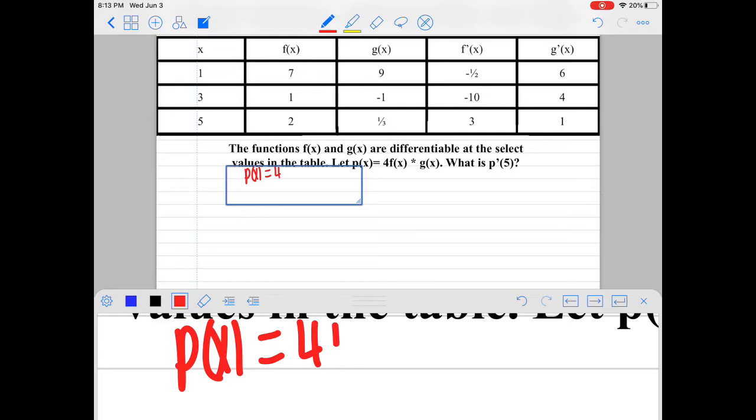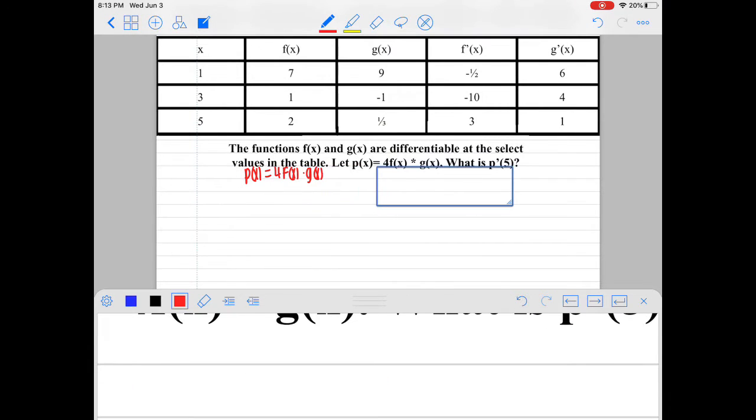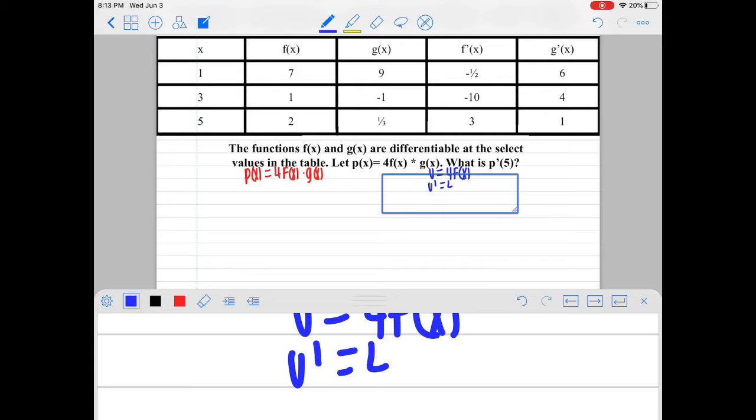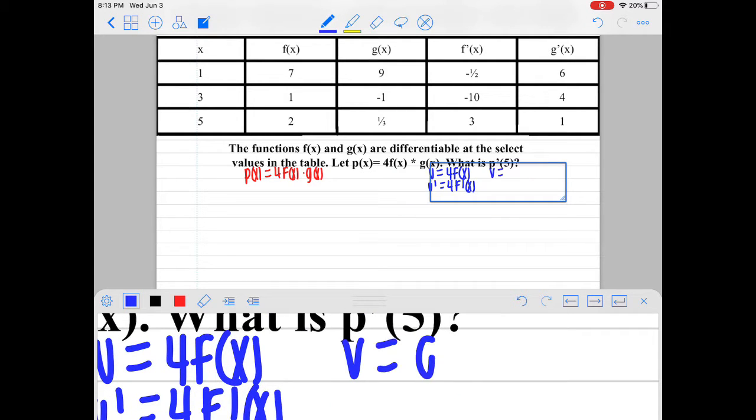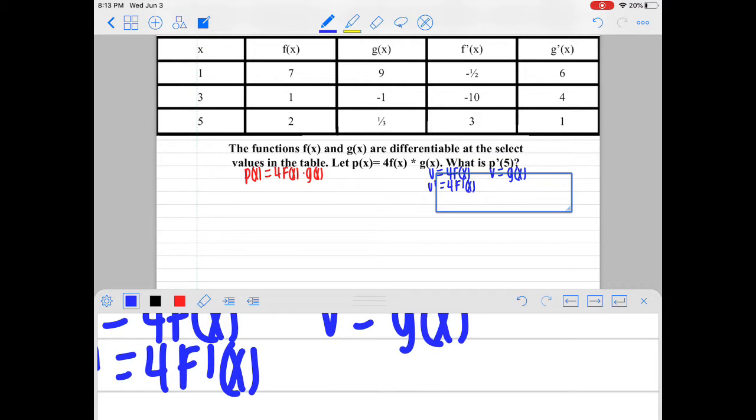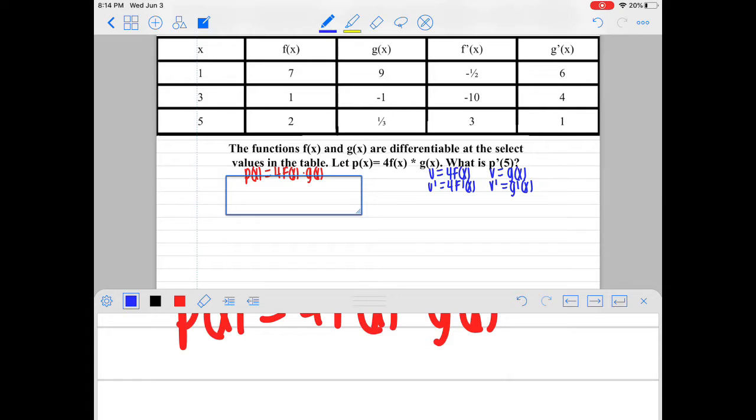So the function given is p of x equals 4f of x times g of x, and the first thing we're going to do is write out the first function, which is 4f of x, and find its derivative, which is just 4f prime of x, and then we're going to write out the second function, which is g of x, and find its derivative, which is g prime of x, and then we're going to utilize the product rule.